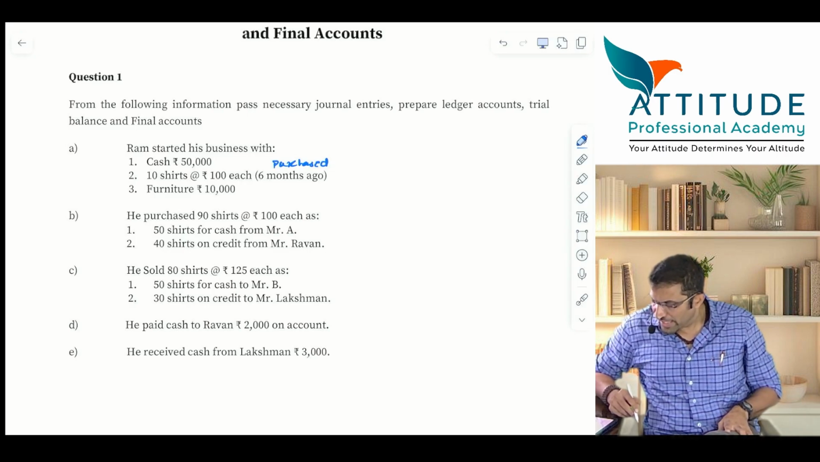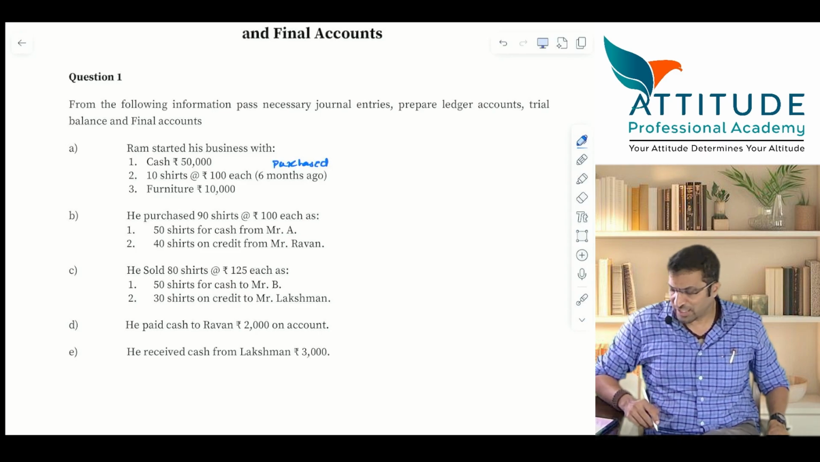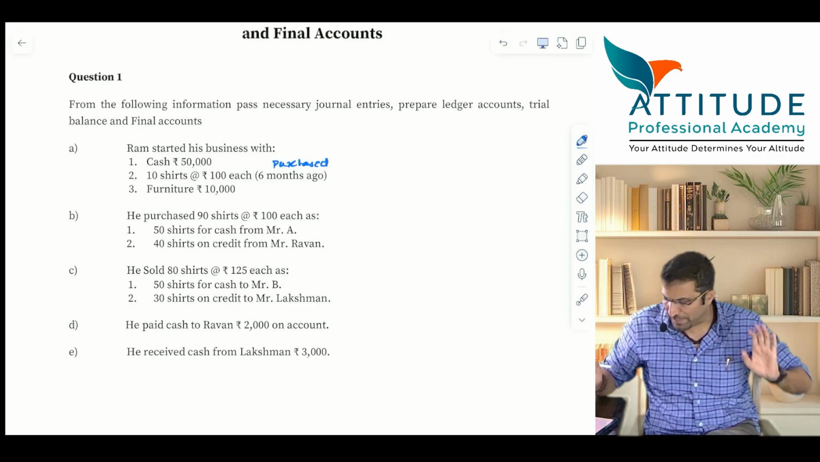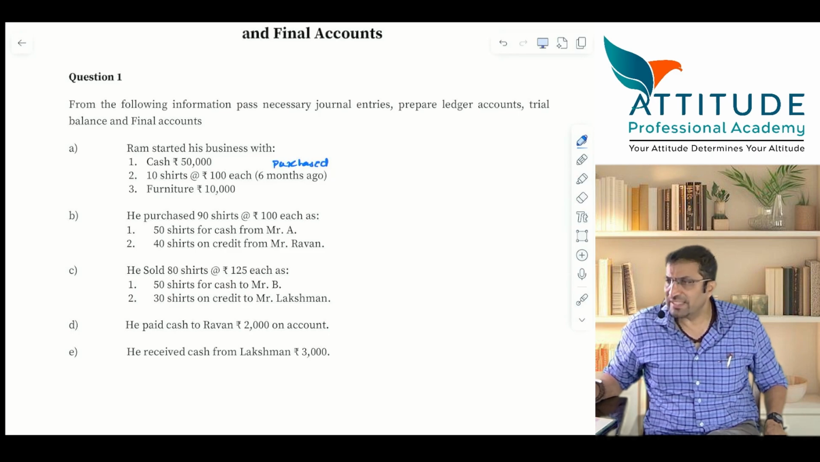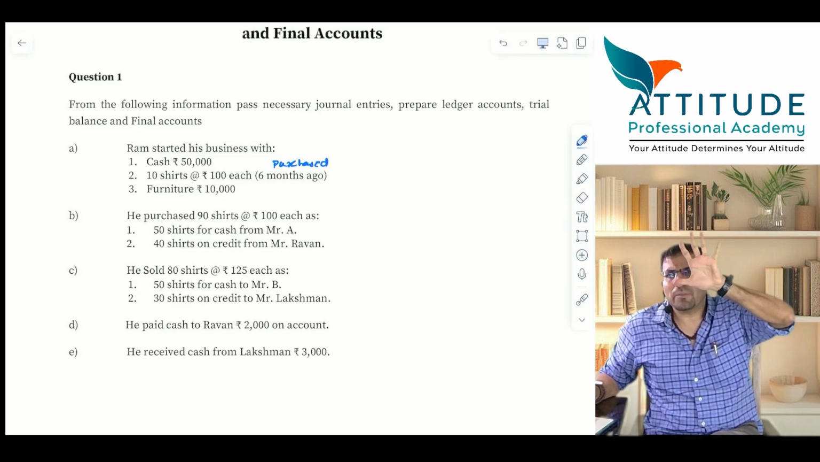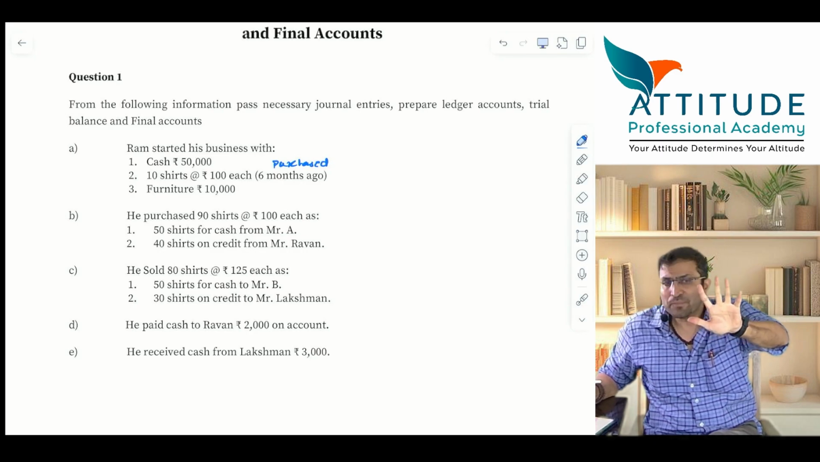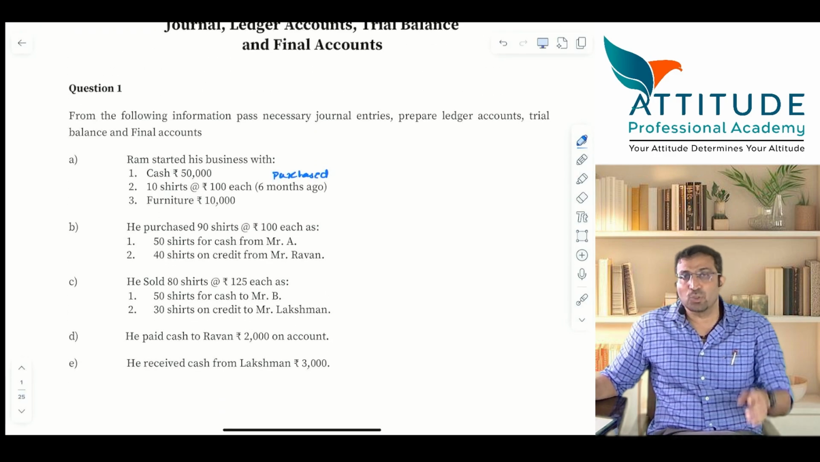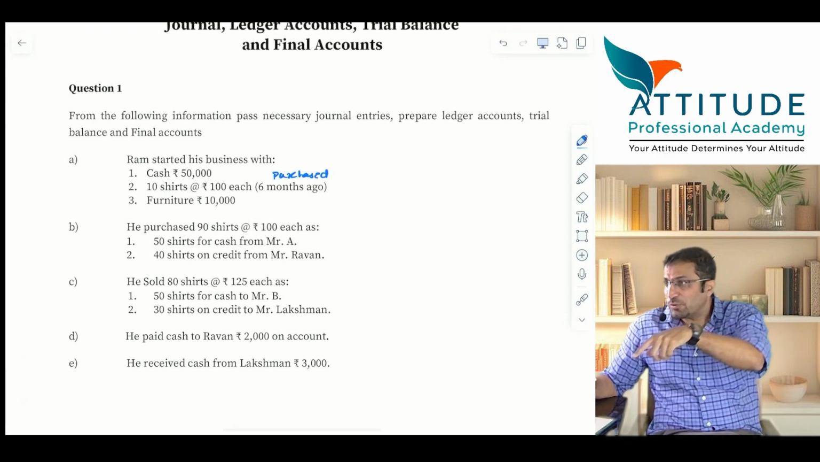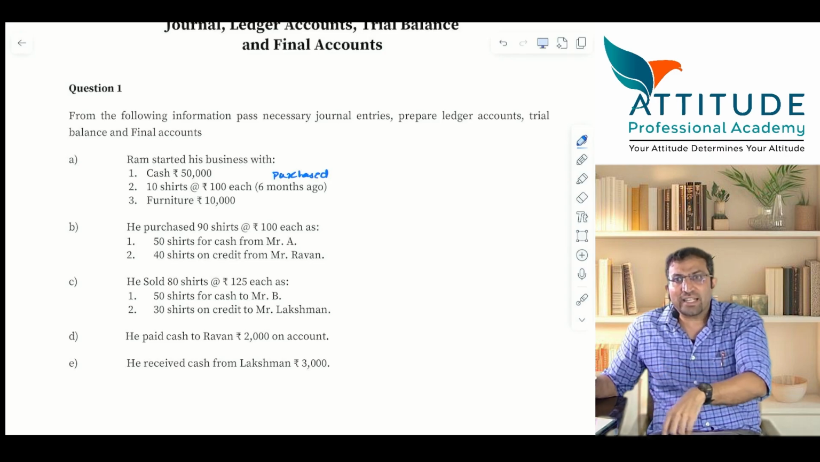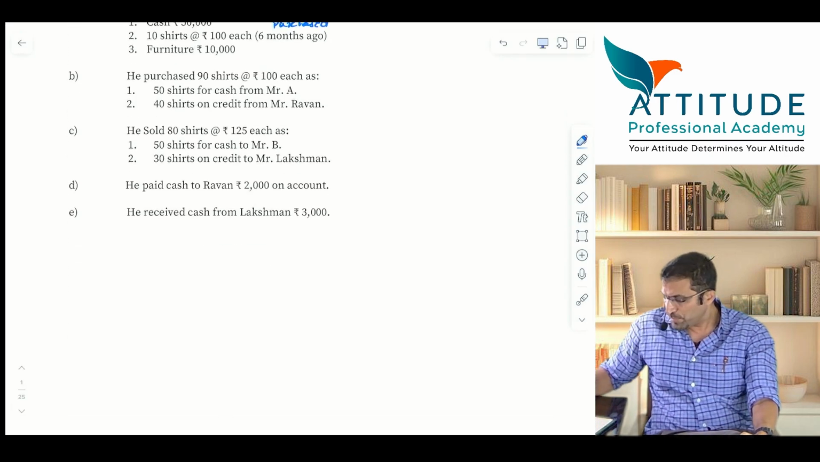Ravan. He sold 80 shirts at 125 each. 50 shirts for cash to Mr. B. 30 shirts on credit to Mr. Lakshman. He paid Ravan 2,000 on account, not in full settlement, only part payment. And he received cash from Lakshman 3,000. 5 transactions. With the help of these 5 transactions, we are going to pass journal entries, prepare ledger accounts, prepare the final accounts. Is that clear? Okay. Those who are watching the video, you have to take down this by pausing. Okay. And along with me, you have to solve this.